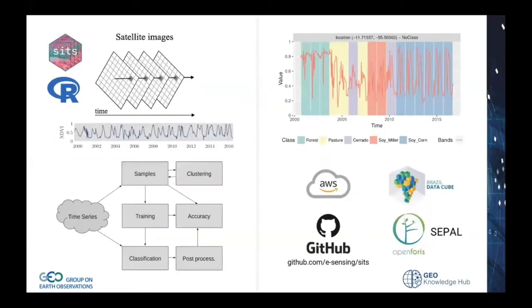The main technology behind the creation of the maps is an open source R package named SITS. The SITS package is designed to work with satellite image time series and to support most steps of the land use and land cover classification workflow, including sample evaluation, machine learning classification, and map post-processing.